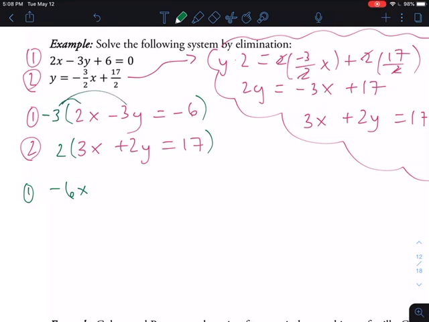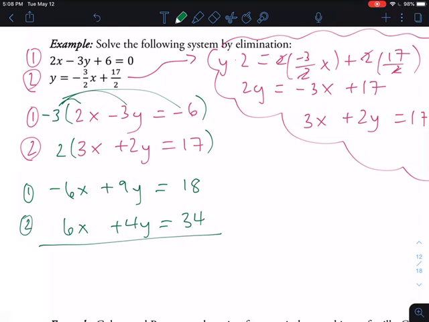Remember, I have to distribute to every term. Plus 9y is equal to 18. So I just multiplied negative 3 times 2x, negative 6x, negative 3 times negative 3y, positive 9y, negative 3 times negative 6, positive 18. And then on the bottom equation, equation number 2, we're going to get 6x plus 4y is equal to 34. Now that we have those additive opposites, we're going to add the whole equation together. We're going to see very conveniently that negative 6x plus 6x gives us 0x. 9y plus 4y gives me 13y.